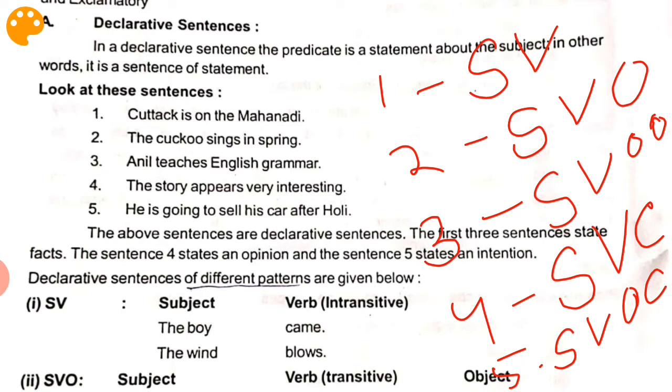First, the SV pattern, subject and verb. The second one is SVO, subject, verb and object. Then SVOO, subject, verb, object and object. The fourth one is SVC, subject, verb and complement. And the fifth is SVOC, subject, verb, object and complement.